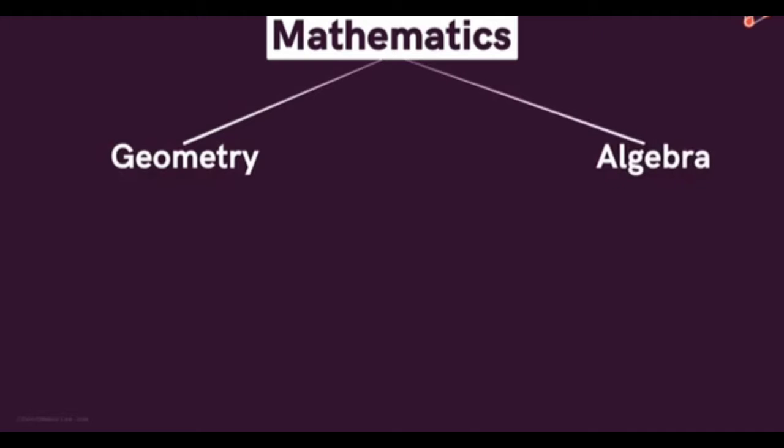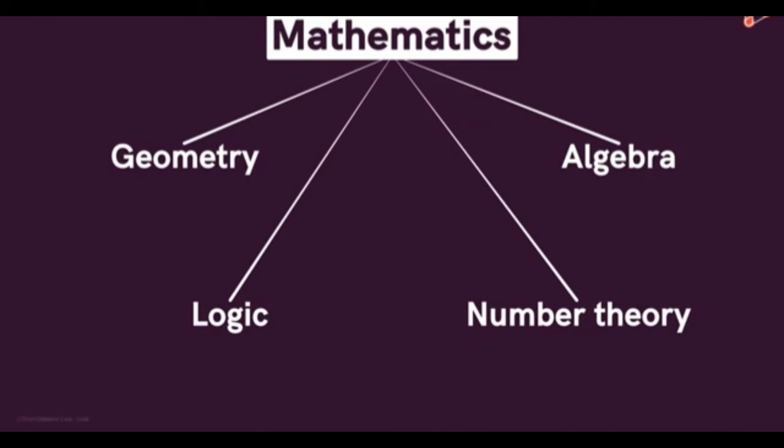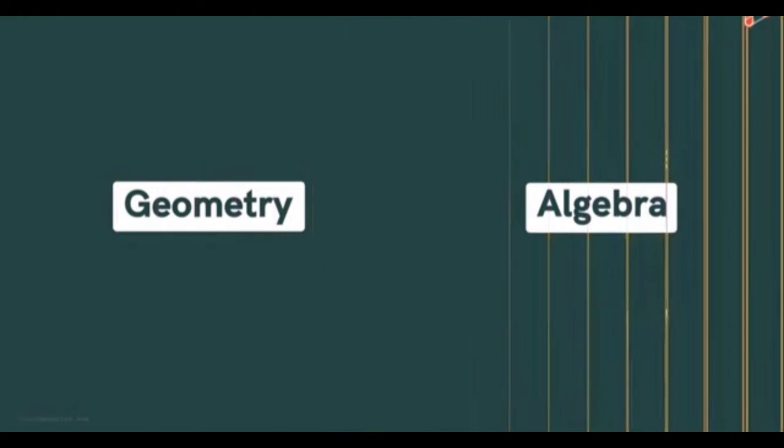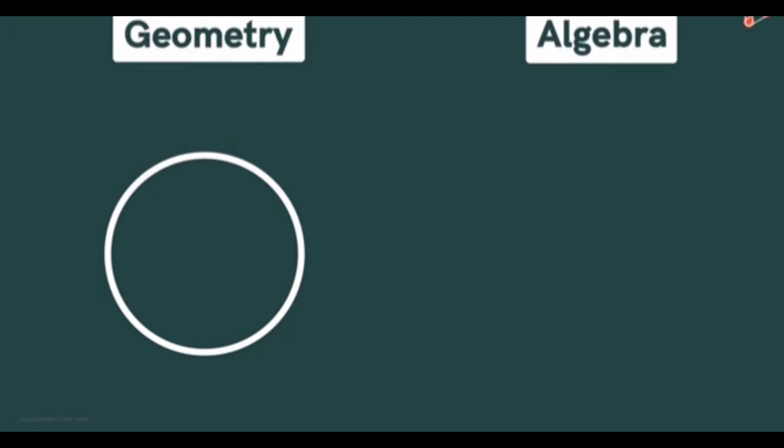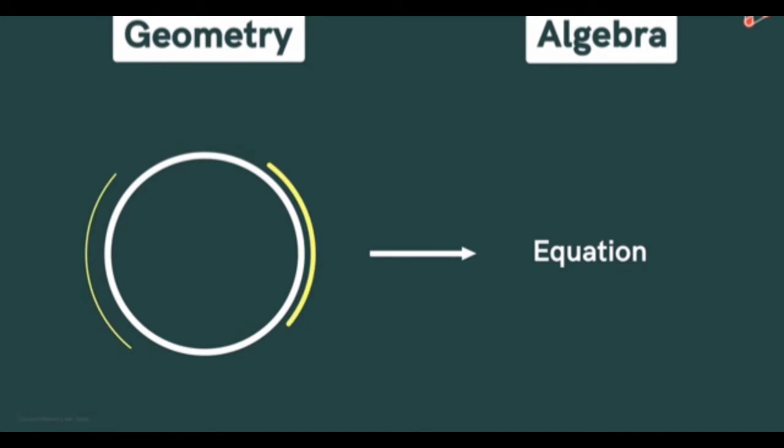In mathematics there are different branches: geometry, algebra, number theory, etc. But we have to see the circle in geometry and algebra, that is, how to represent the circle in geometry, where it is shaped like this, and how we represent a circle in algebra. When we represent any figure in algebra, it is called an equation. We have to show anything in algebra with an equation.